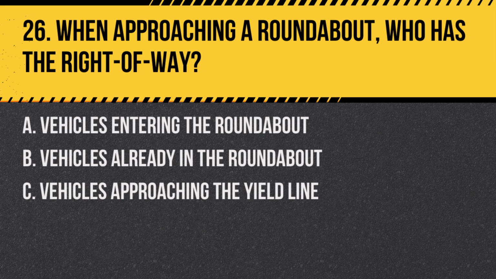A. Vehicles entering the roundabout. B. Vehicles already in the roundabout. C. Vehicles approaching the yield line. Answer. B. Vehicles already in the roundabout. When approaching a roundabout, vehicles already in the roundabout have the right of way over vehicles entering the roundabout.